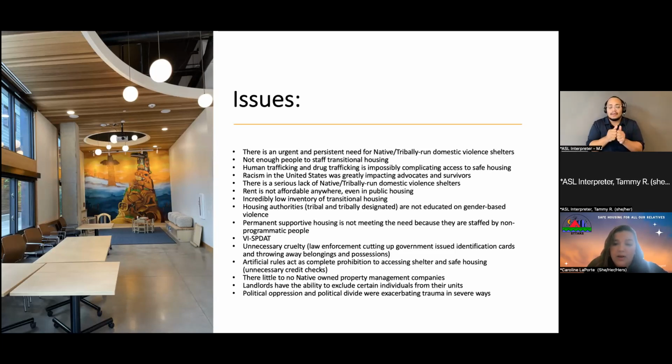A lot of people talked about unnecessary cruelty. For example, law enforcement cutting up government issued ID cards, throwing away belongings and possessions unnecessarily. One interesting issue that popped out was that there were little to no Native-owned property management companies. People in the work group really felt that this would make a difference to the individuals that they're serving in their programs. And then, interestingly, political oppression and political divide came up routinely as exacerbating trauma in severe ways.